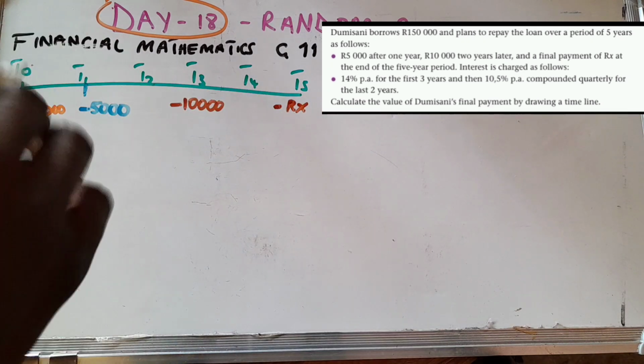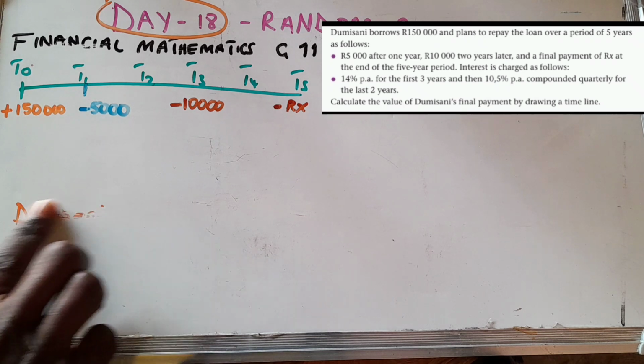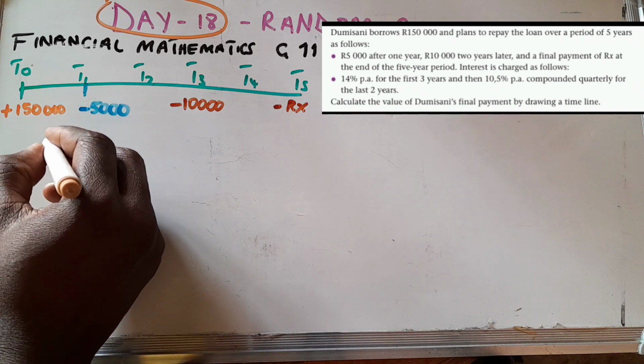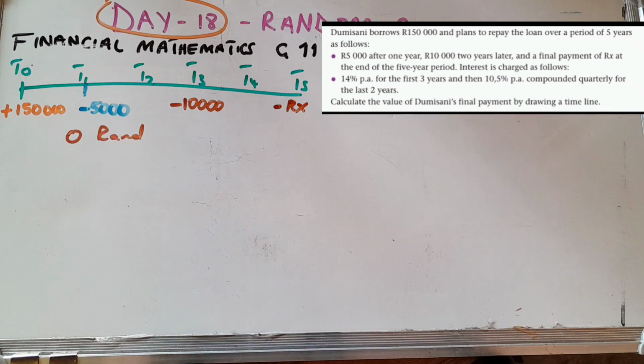So now we have the situation like this. Once they say the loan is being paid off in 5 years, they mean that after 5 years he's owing the bank 0 rand. So he's not owing anything to the bank, or neither is the bank owing him something. So the balance will remain 0 at the end of the period that you repay the loan.